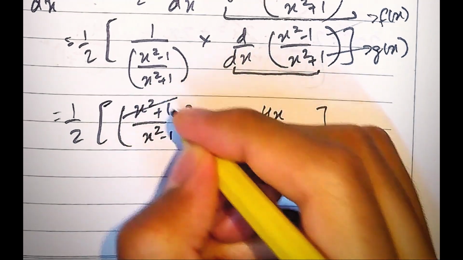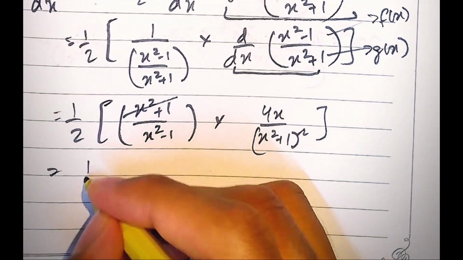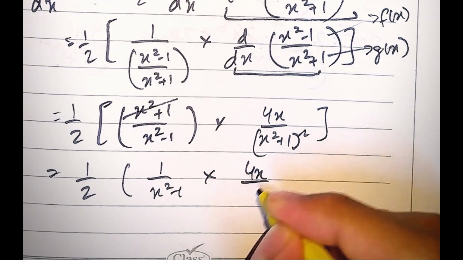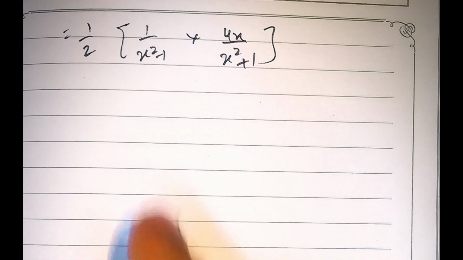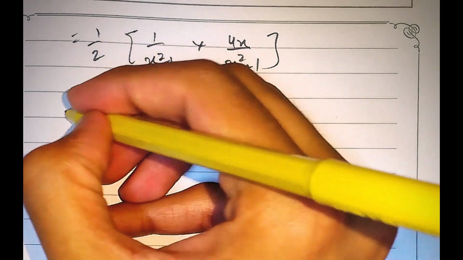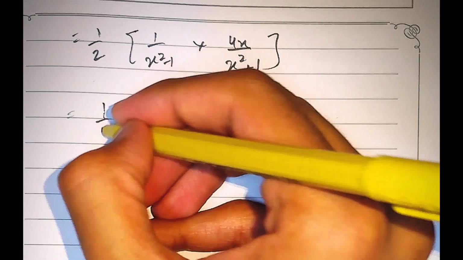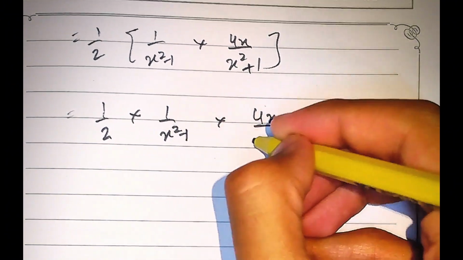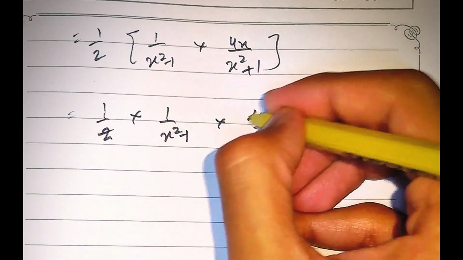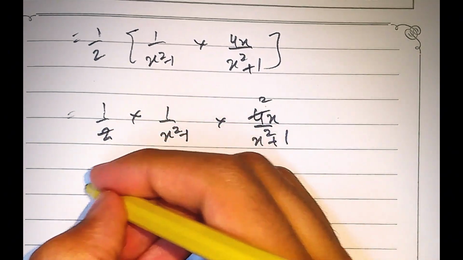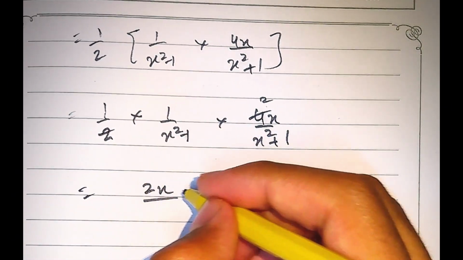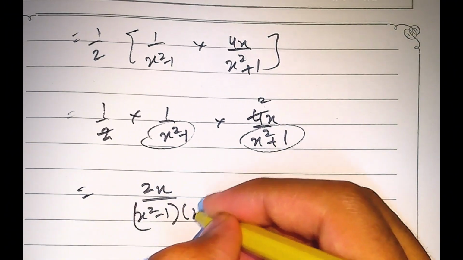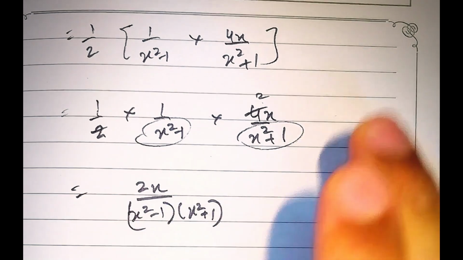Okay, and this square will be cancelled by this power right over here, and we are left with 1 divided by 2, 1 upon x square minus 1 multiplied by 4x divided by x square plus 1. Okay, so actually these terms are being multiplied. Okay, so I can remove the brackets and we will be left with 1 divided by 2 multiplied by 1 divided by x square minus 1 multiplied by 4x divided by x square plus 1. Okay, and this 2 will be cancelled by this 4 right over here, so we are left with 2x, and we have 2x divided by, in the denominator we are left with x square minus 1 and x square plus 1, so we have x square minus 1 and x square plus 1.